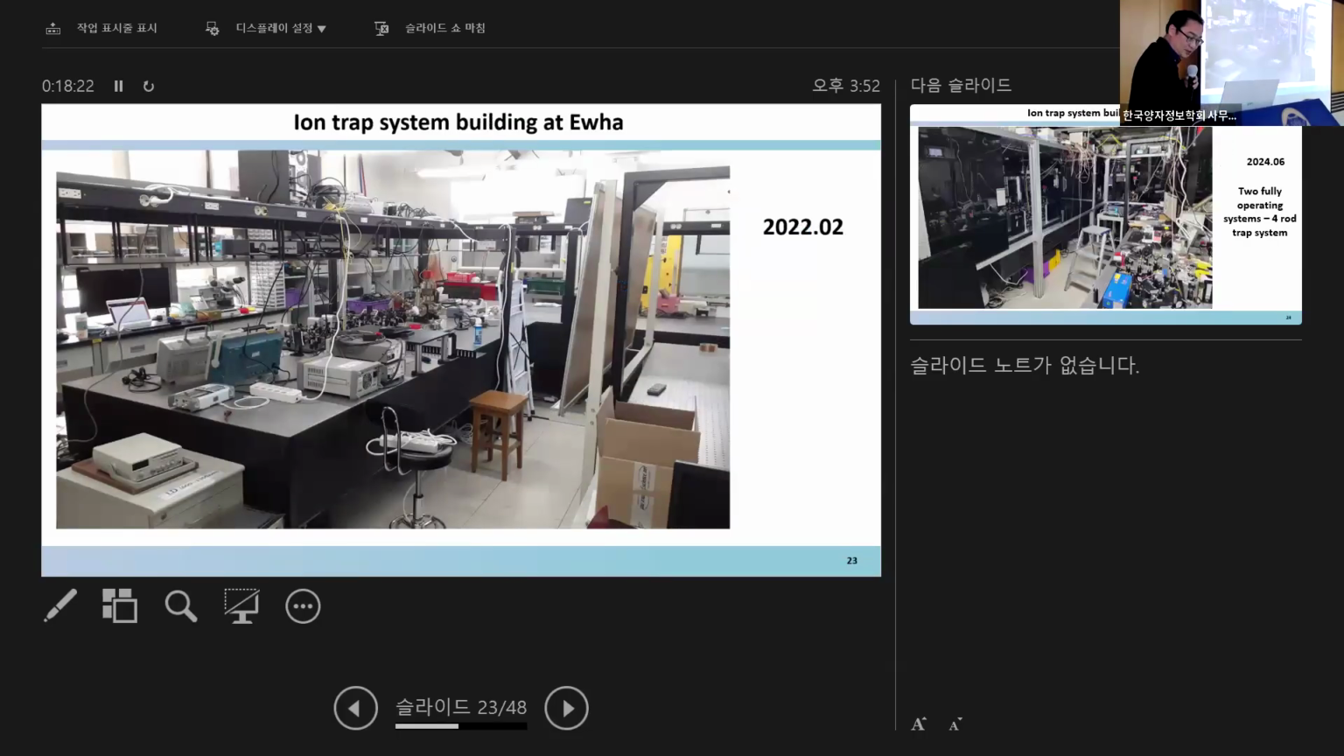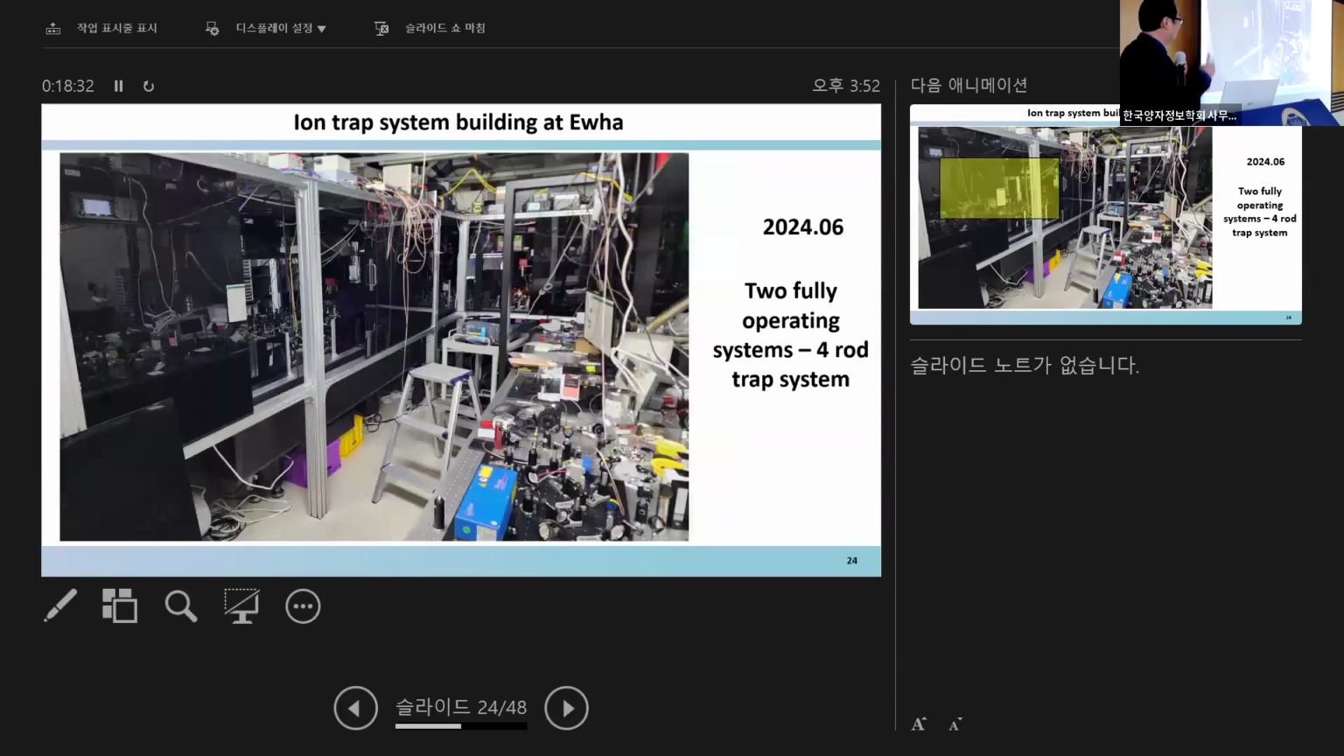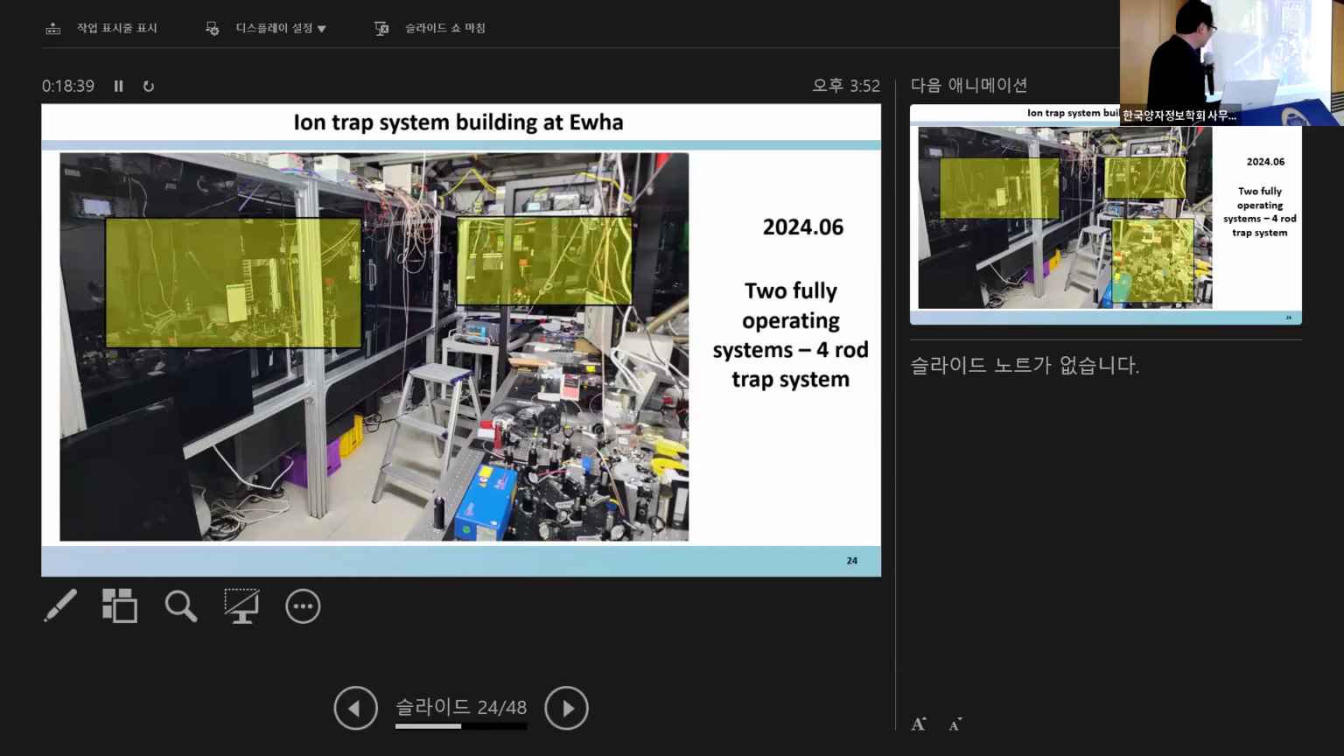All right. So this is our lab picture about 3.5 years ago. We had a 0.7 trap, not even one, because of no funding. But I worked really hard to build the system, and now we have a fully equipped 2 systems, and I'm building a third one right here. Right.